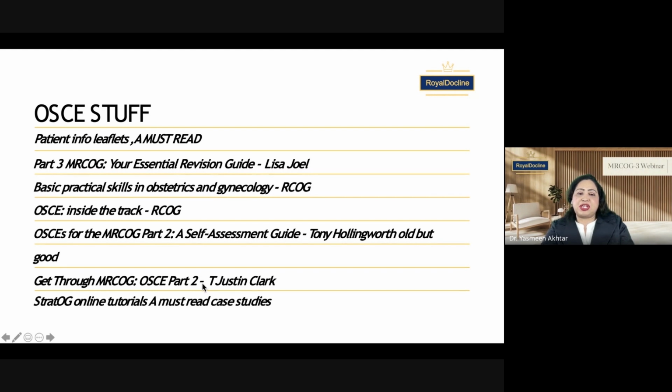Then comes Justin Clark, Get Through MRCOG OSCE Part 2. This is the older way. These two are old books. However, these are the upper part, which are showing you these books. You are supposed to read each and everything from here. Very important strategy. Perhaps there are a few people who don't like to read through the strategy, but I tell you, this is a must read.